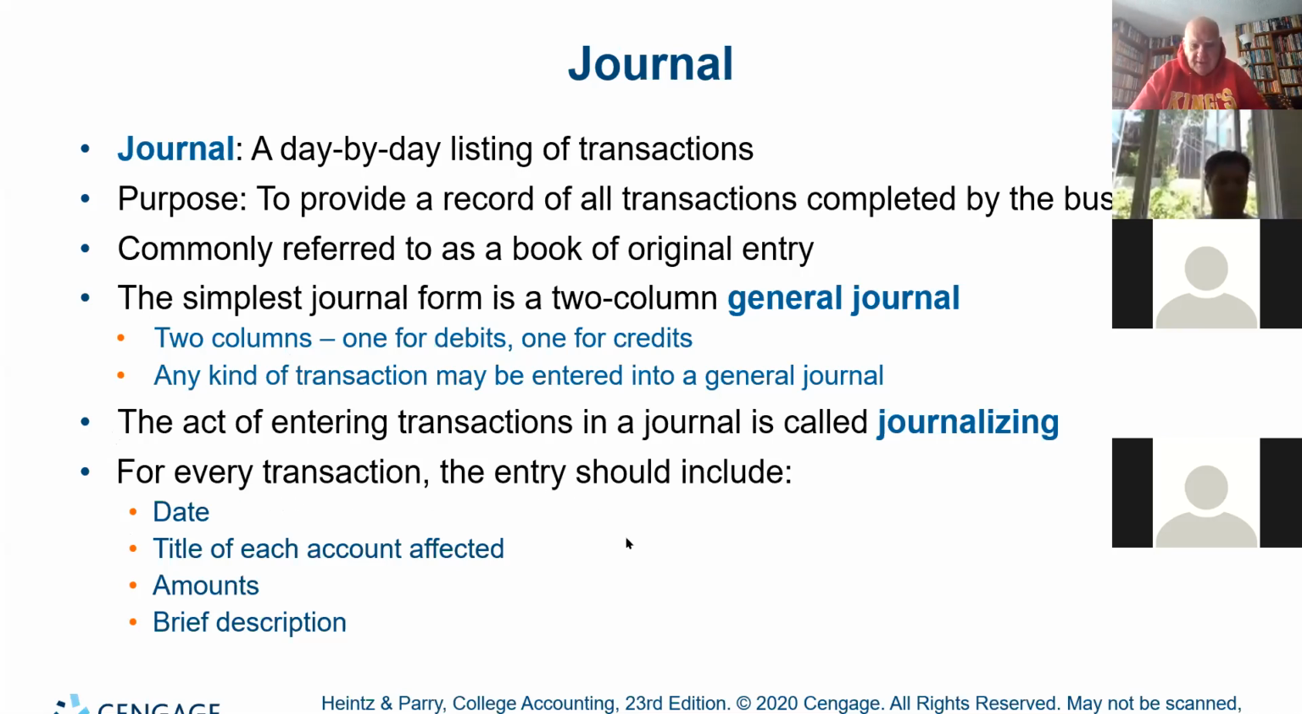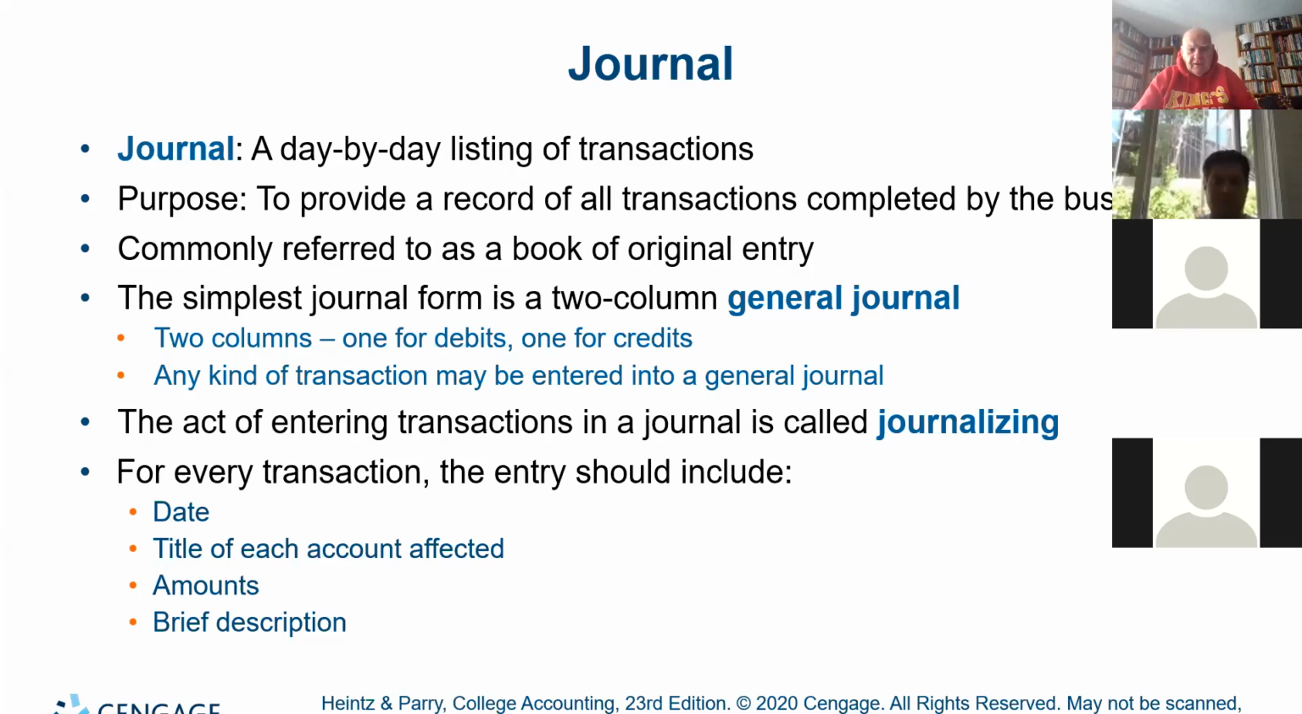So let's see what is in every journal entry. Every journal entry has to have a date. We got to know when this thing happened. We have to put the title of the accounts. We just don't debit $100 and credit $100 and think that's going to fly. We have to understand that we're debiting cash and we're crediting sales. The amounts obviously are important.